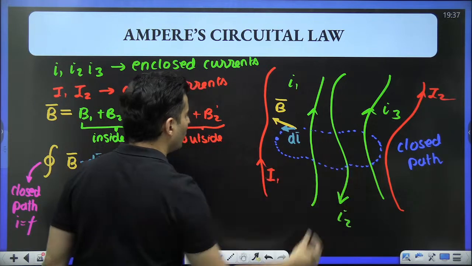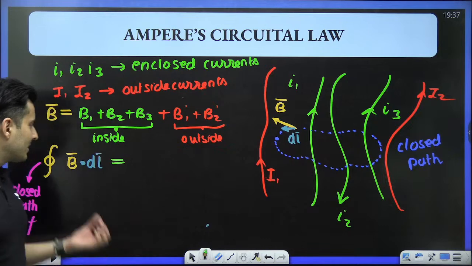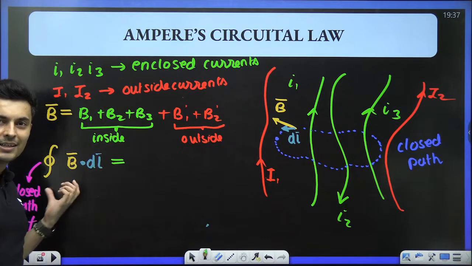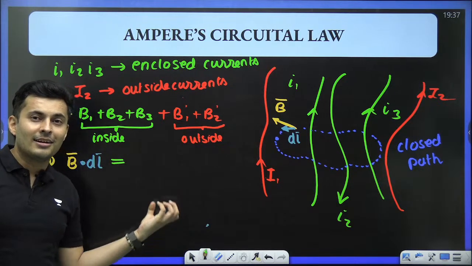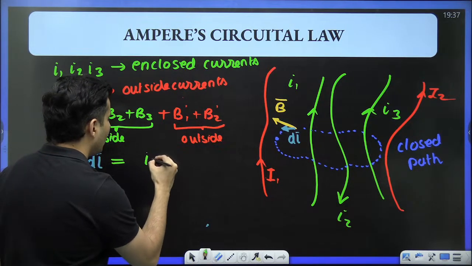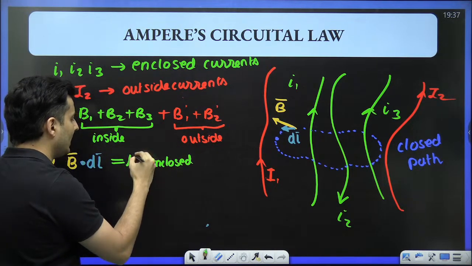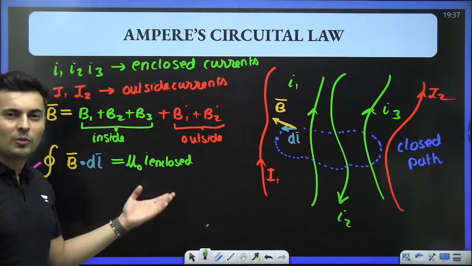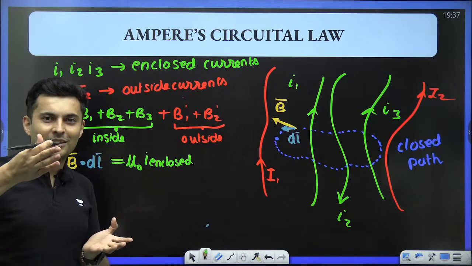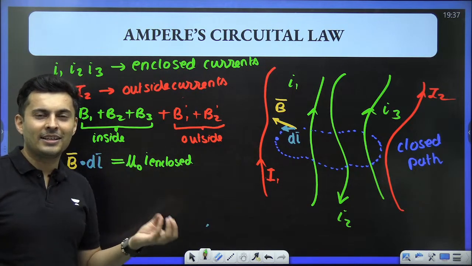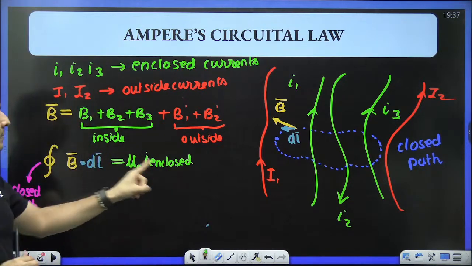That is equal to, just like in electrostatics, the integral of electric field into area vectors was enclosed charge by epsilon. Here it is enclosed current, which is not divided by but multiplied by permeability. So in magnetism and electricity, the formulas are always exactly opposite. If something is in the numerator, it is in the denominator in the other one, but they look very similar. So this is called Ampere's law.